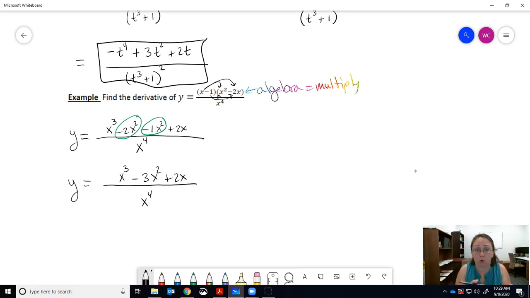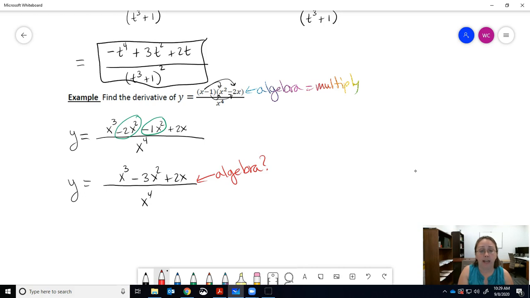Are we ready? Do we want to do quotient rule? Before you do quotient rule, ask yourself if there's any more algebra you can do to simplify. So, question, do you see any algebra here? Well, if I look at this, I see every single term has something in common. So we could reduce this by what's in common.